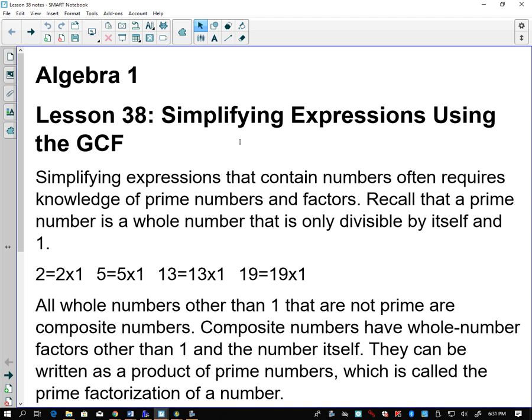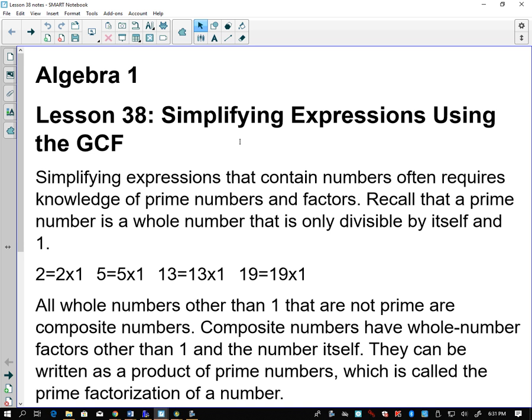2, 3, 5, 7, 11. You might deal with some 13s. I would say in most of my experience, 13 is the highest prime that you're probably going to need to break something down into. So all whole numbers other than 1 that are not prime are composite numbers.